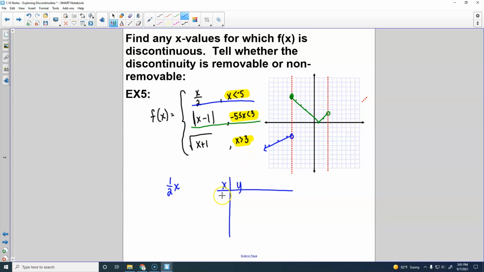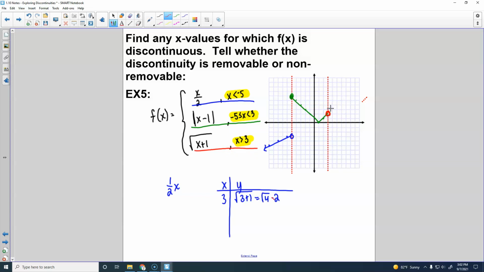So like I could plug in 3, although I do have a greater than. If I plug in 3, I get the square root of 3 plus 1, which is the square root of 4, which is 2. So the point (3, 2), should I use an open circle or a closed circle there? Open, because I've got a greater than, it's not an or equal to. So notice that is on top of this circle right here.